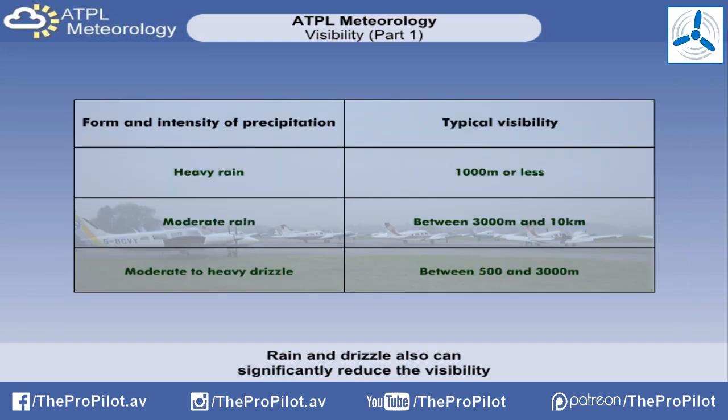The reduction of the MET visibility in rain will also depend upon its intensity. Typical MET visibility, as low as 1,000 meters or less, can occur in heavy rain, with between 3,000 meters and 10 kilometers in moderate rain. Drizzle can reduce the visibility to a greater extent than rain, due to the large number of drizzle droplets present. Somewhere between 500 and 3,000 meters is not uncommon.